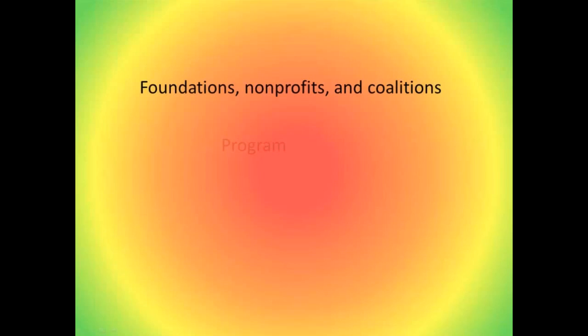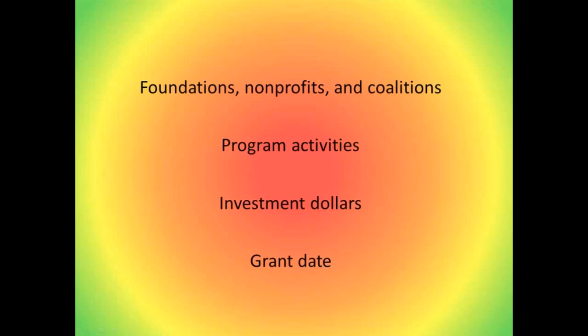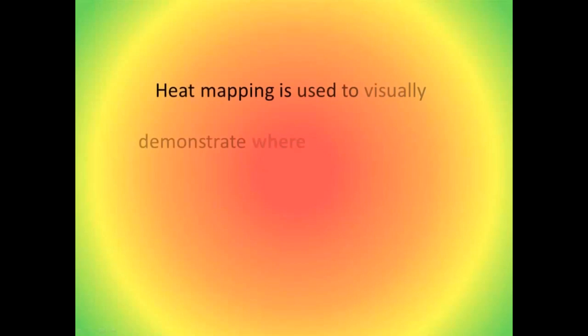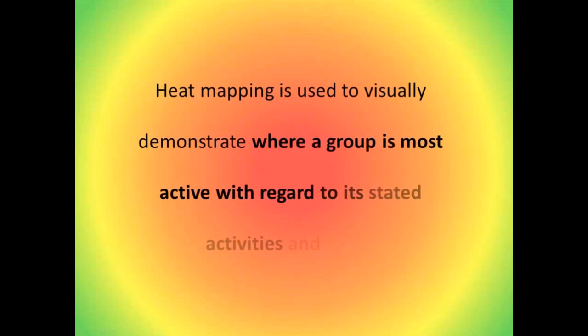When it comes to logic model heat mapping, we're just warming up. The applications of heat mapping are only bound by your imagination and can be used by foundations, nonprofits, and coalitions alike. You may heat map based on program activities, investment dollars, grant date, or a variety of other variables. In all these examples, the heat map helps you quantify where the most effort or resources are being directed. The key is that heat mapping is used to visually demonstrate where a group is most active with regard to its stated activities and goals.